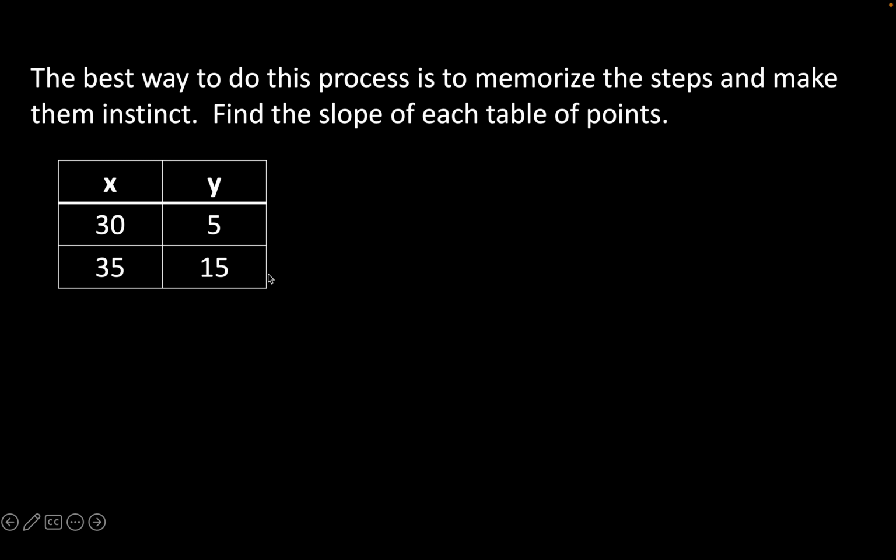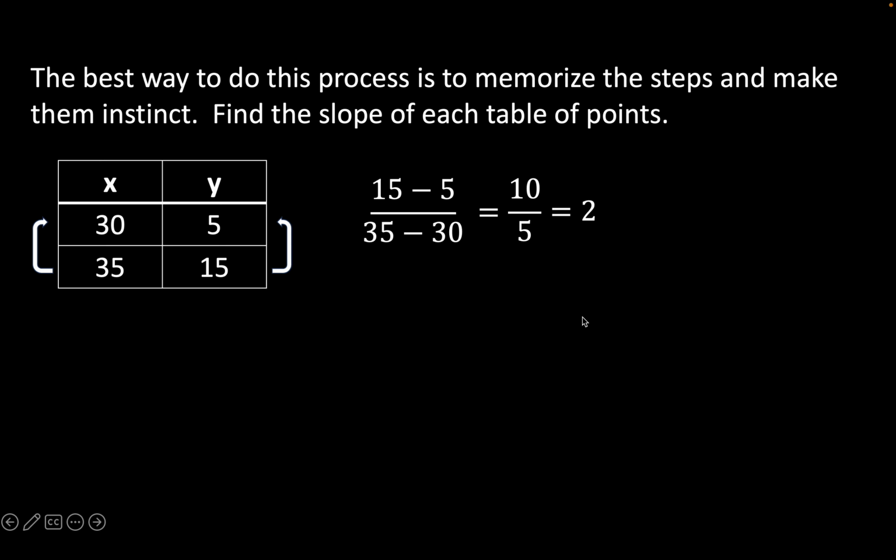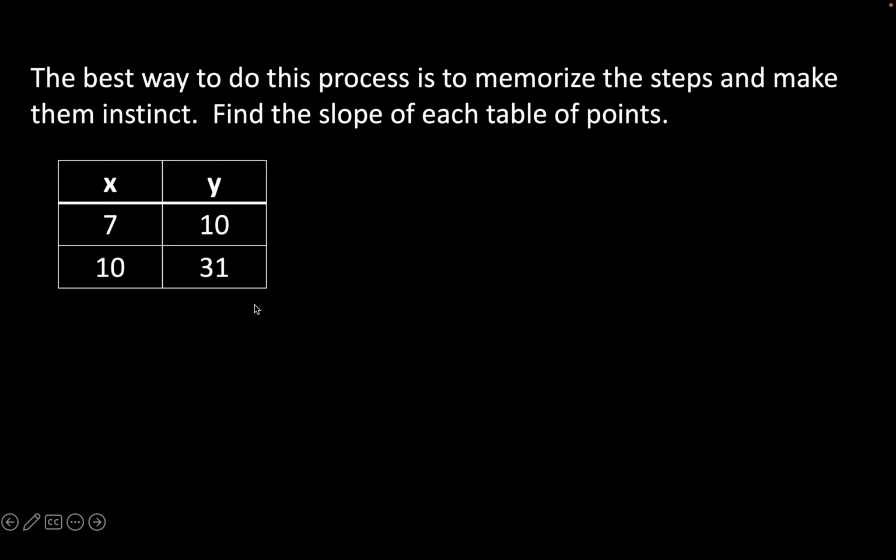This one here, again, if you want to try it out, pause the video before I start on each of these. Here you start with 15 minus 5. And then you go over here and do 35 minus 30. 15 minus 5 is 10. 35 minus 30 is 5. 10 divided by 5 is 2. That is your answer. So again, it's a very straightforward thing. Just make sure, again, you're doing something to try to remember it, because otherwise you won't get it right on a test, because it's hard to do if you haven't practiced it.